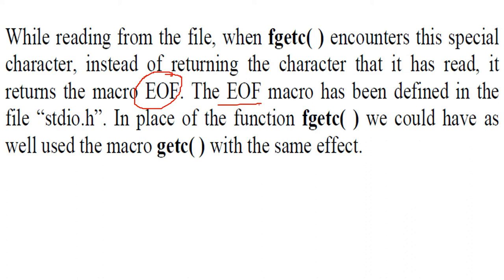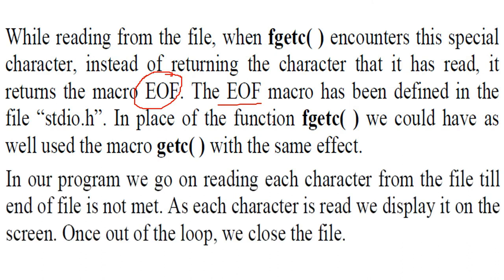This end of file, EOF, is equivalent to the ASCII character 26, and this macro is defined in stdio.h. And fgetc is file get character. This means from file, get a character. We can also use getc with the same effect. We have already used getc, right?